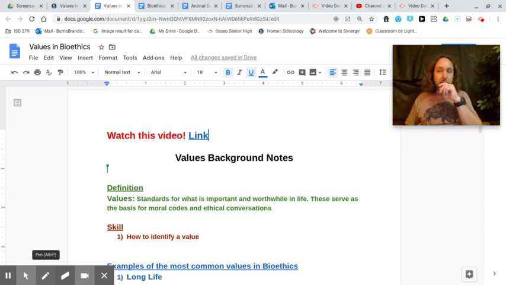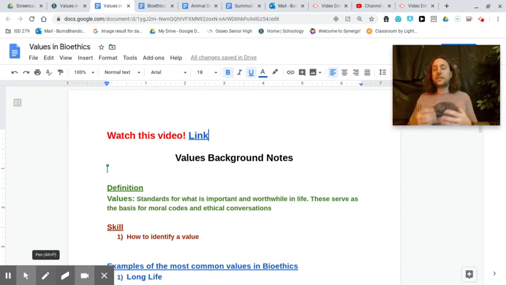Hey guys, so today's topic is the question of values in bioethics, one of the foundational ideas of bioethics, one of the most important things we consider when we're trying to make a decision about what we should or shouldn't do. The notes on this page are going to be one of the most important pages of notes you have.